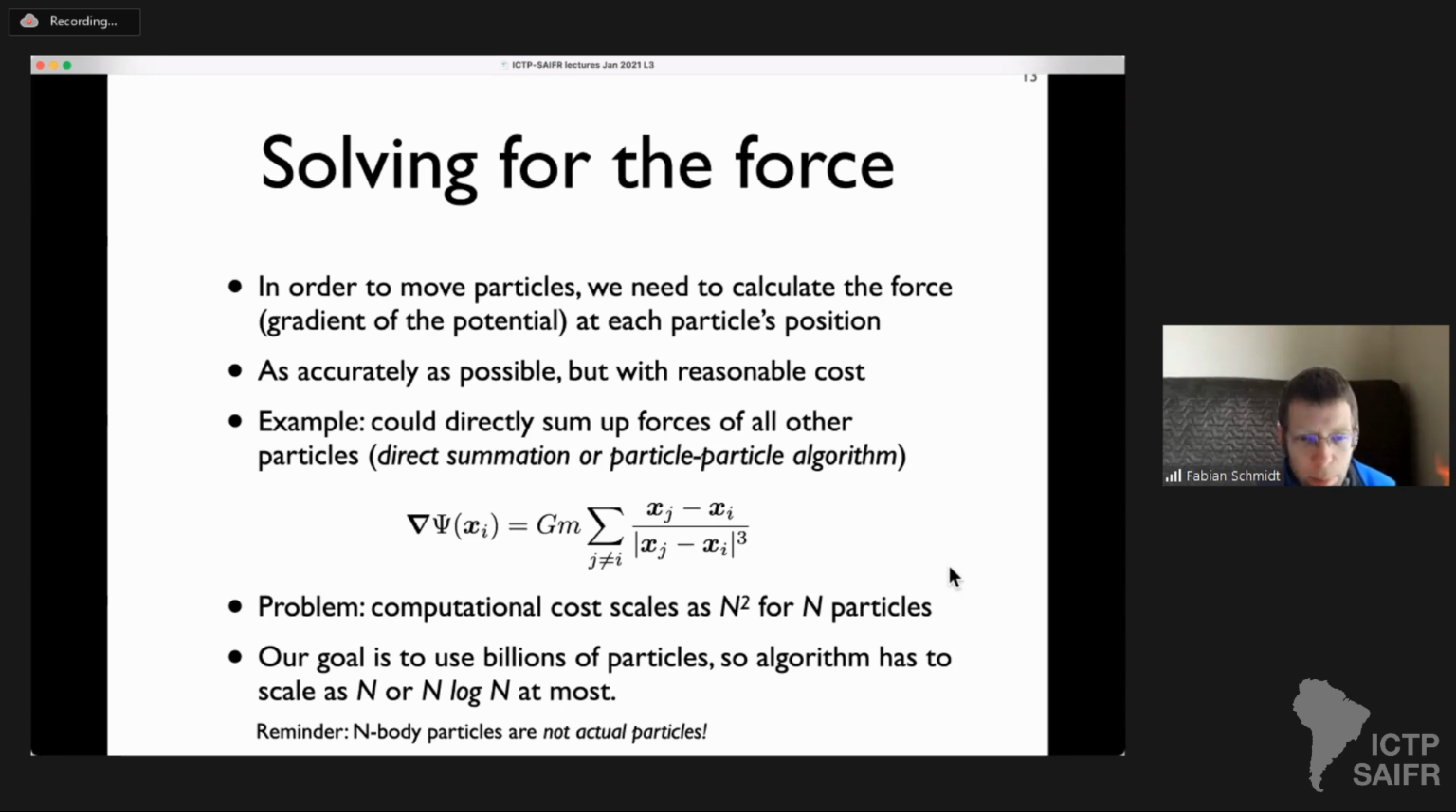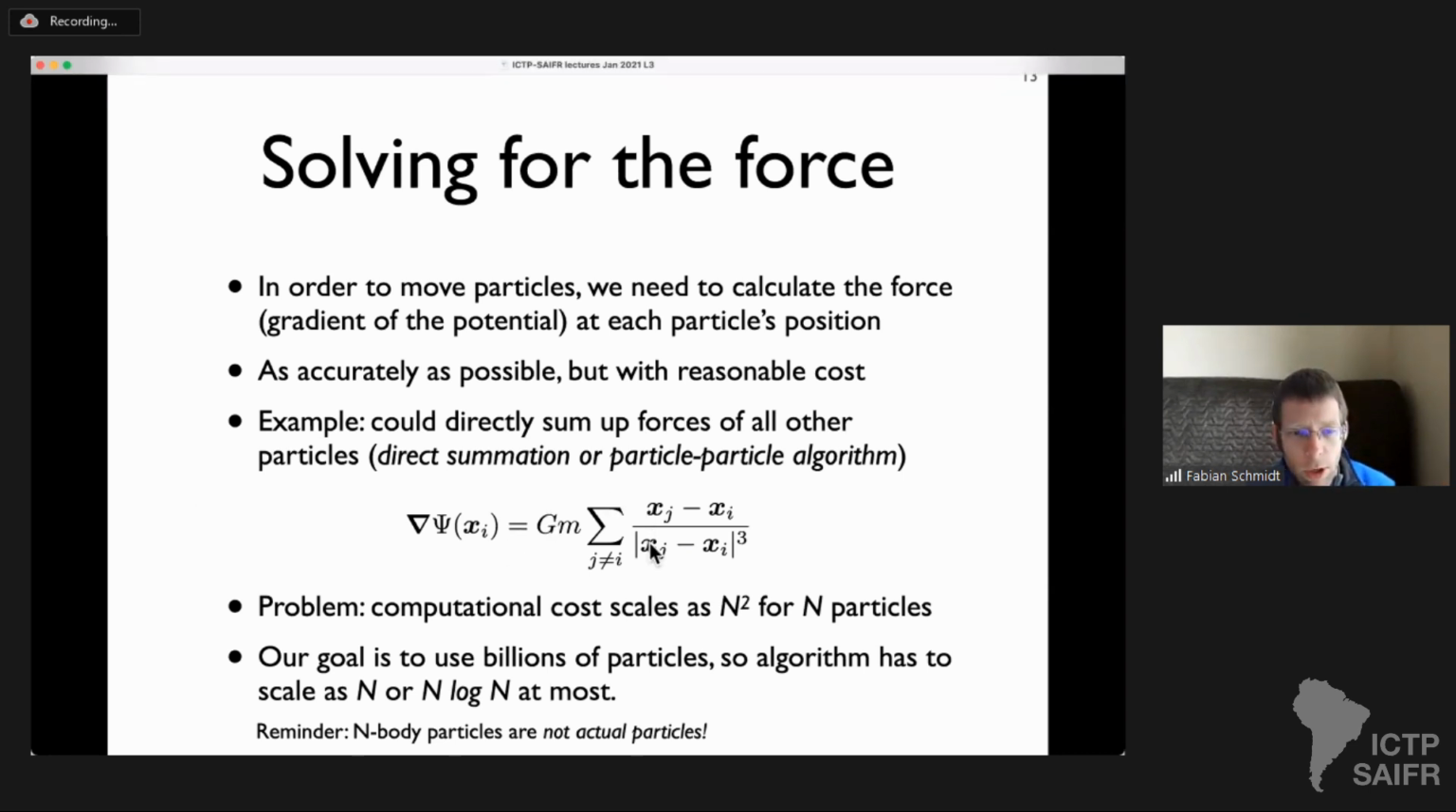Now the problem is if I have n particles, then I need to compute this for all n particles, and that scales as n squared. And so our goal will be to run simulations with billions of particles, okay? If you have an algorithm that scales as n squared and you have a billion particles, that means 10 to the 18 operations. That is a state-of-the-art computation on the largest supercomputers today. And that's just for one time step, for one force calculation. So clearly that doesn't work. Whatever we do, we need to find an algorithm that scales as n, ideally just linearly in the number of particles, or perhaps n log n, that's fine too.